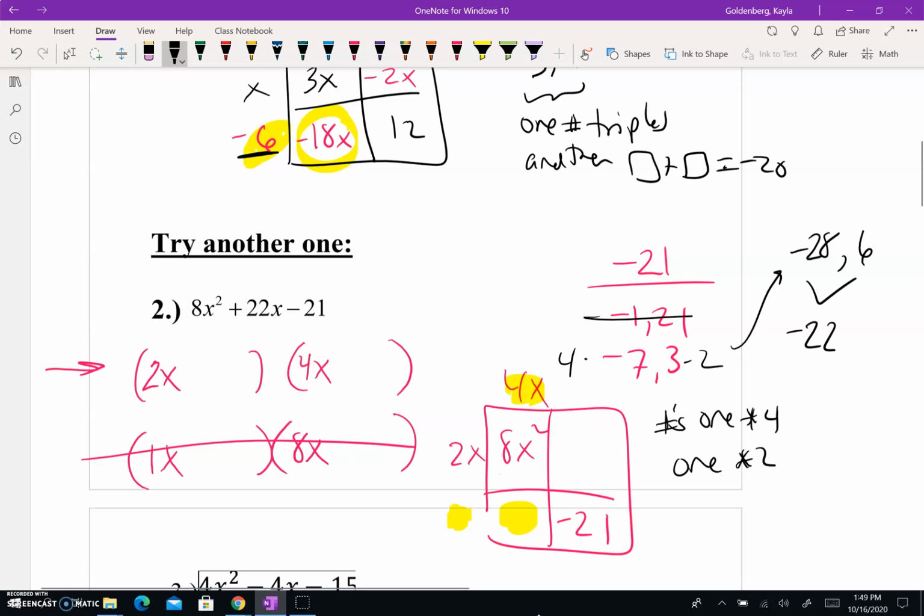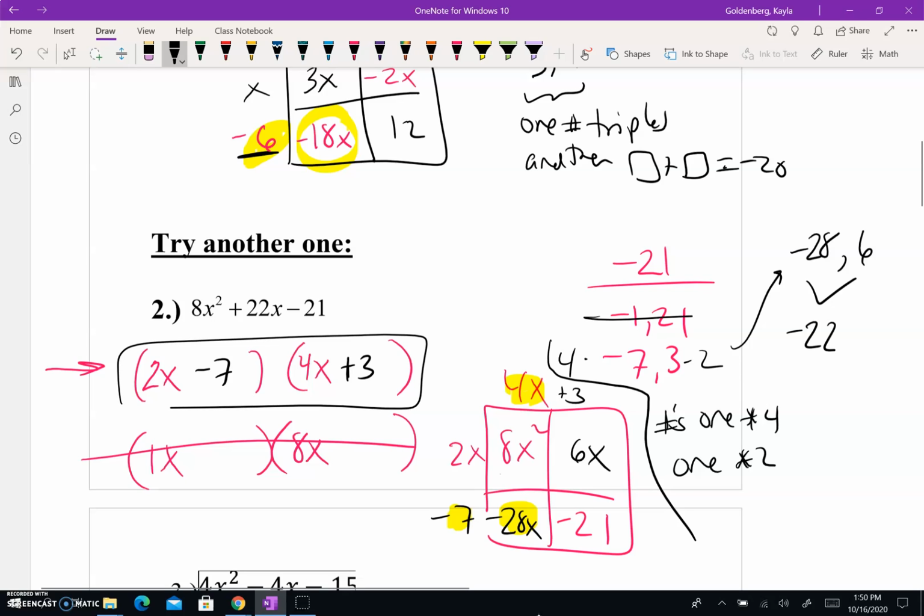So the number that needs to get multiplied by the 4, that's looking like my negative 7, right? That would create negative 28x. And the number that is going to be multiplied by 2 is the 3, so plus 3. And then that would give me my 6x. So I'll write it out. So it's going to be 4x plus 3, and then 2x minus 7.